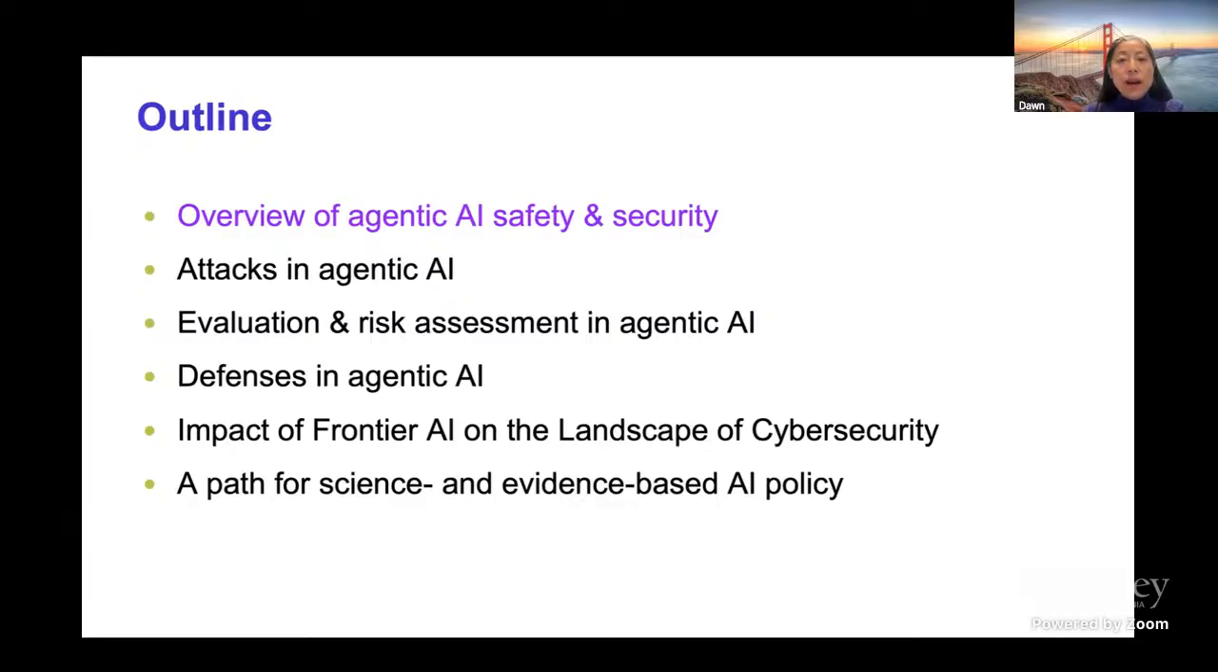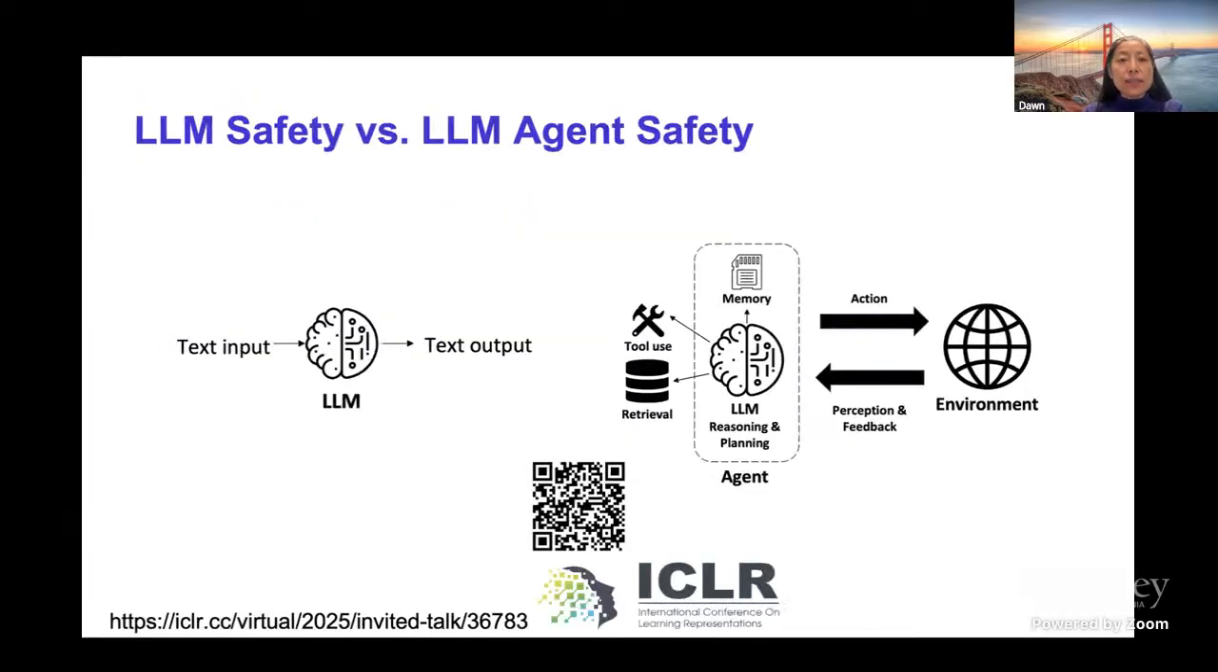So first, overview for agentic AI safety and security. I want to briefly contrast LLM safety versus LLM agent safety. In general, so far, most of the applications that we interact with, such as chatbots and so on, are mostly simple applications where you take a text input, and then the LLM will process this input, also called prompt, to produce the text outputs.